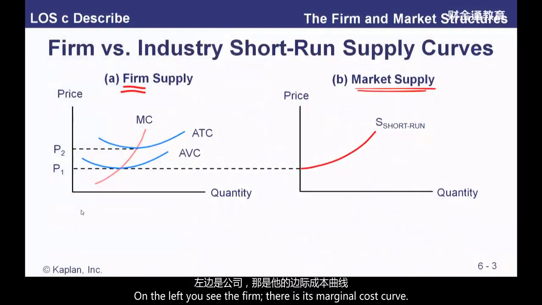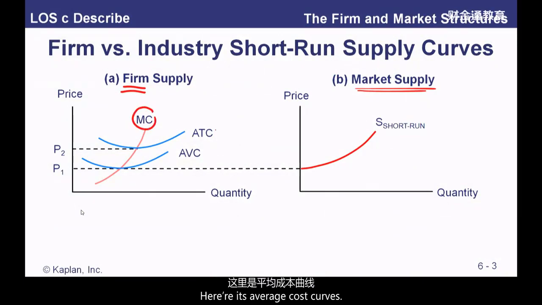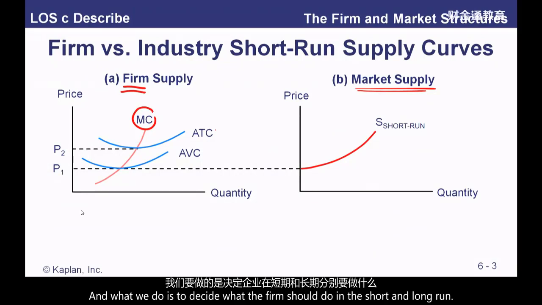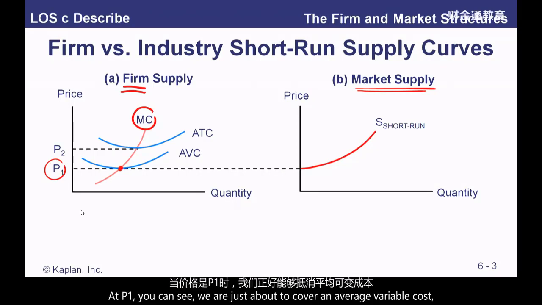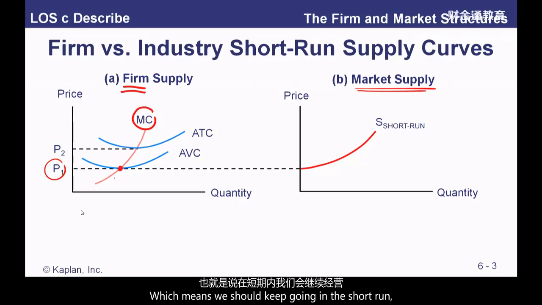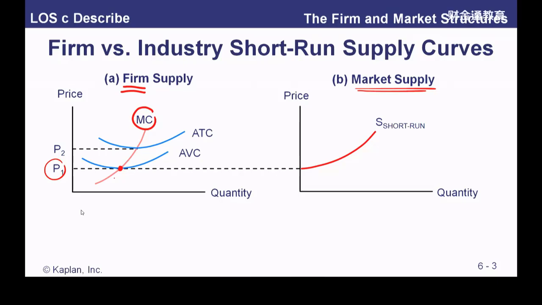On the left, you see the firm. There's its marginal cost curve. Here are its average cost curves. And all we do is decide what the firm should do in the short and long run. Well, let's imagine the price they've taken from the market is P1. At P1, you can see we are just about covering average variable cost, which means we should keep going in the short run, but we're not covering total cost, therefore we should shut down in the long run.